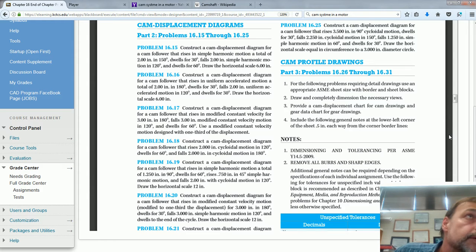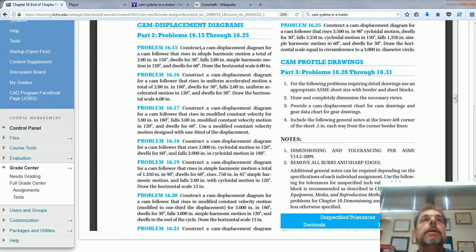Okay, CAD 222 class. I was hoping that we could wait to do a video as we got into the harder cam displacements, but it seems like no one is actually getting the simple harmonic cam displacement.